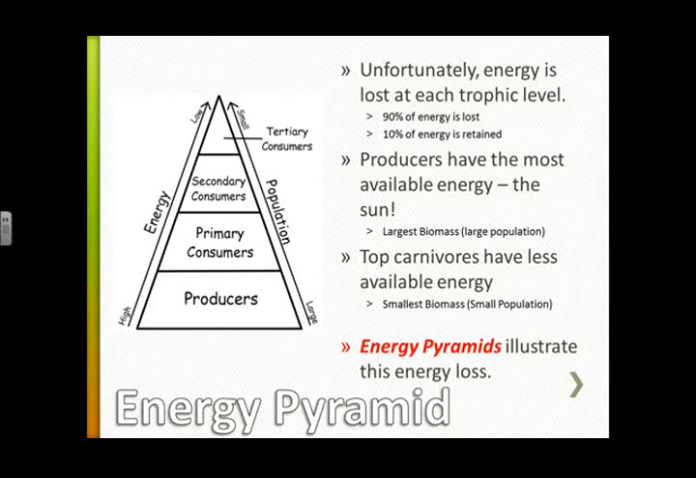Producers have the most available energy from the sun, so they have the largest biomass and the largest population. At each level, as you can see, because the triangle gets smaller, our population gets smaller as our energy gets lower. So our top carnivores, those tertiary consumers, have the least energy available because each time they only got 10% of the previous group. So they have the smallest population. Energy pyramids illustrate this energy loss very nicely, like you can see here.